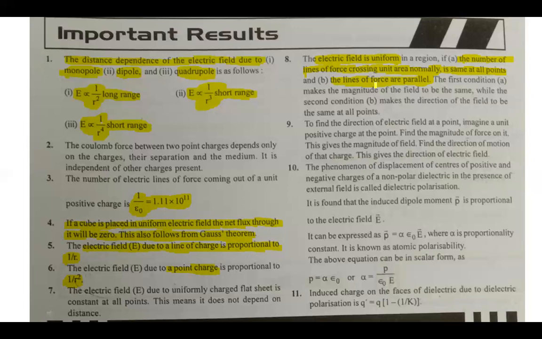Okay. Next, to find the direction of the electric field at a point, imagine a unit positive charge at that point. Then find the magnitude of the force on it. This gives the magnitude of the field. So you have to find the direction of the motion.